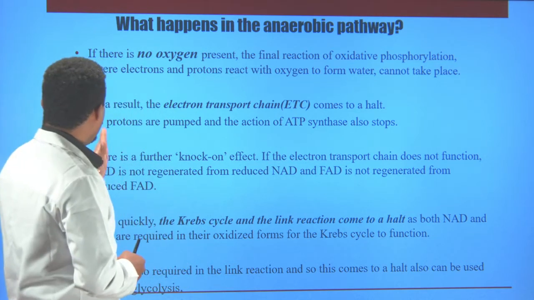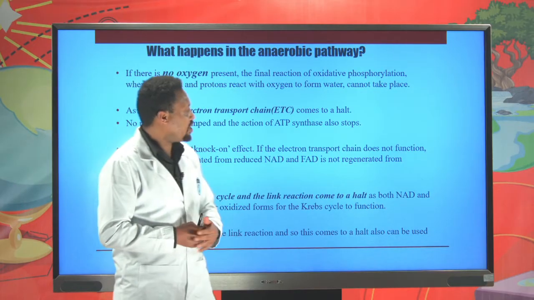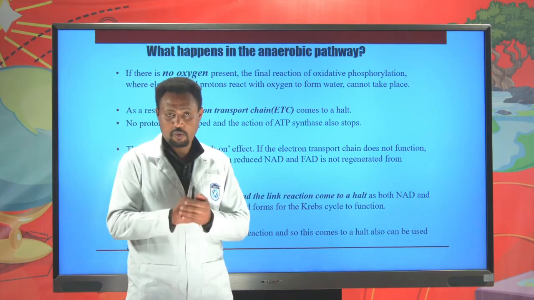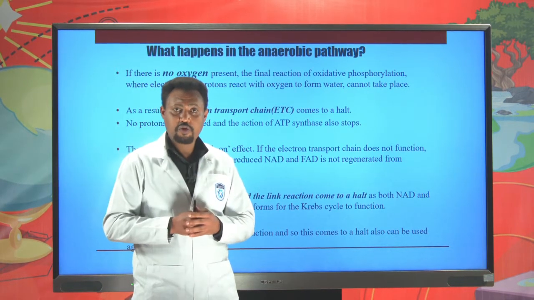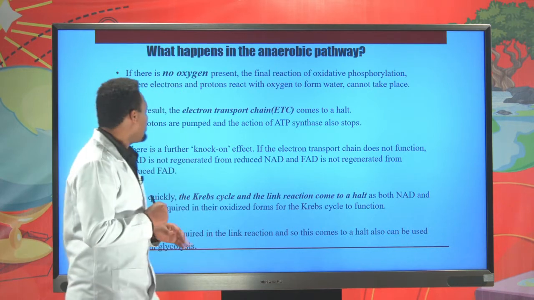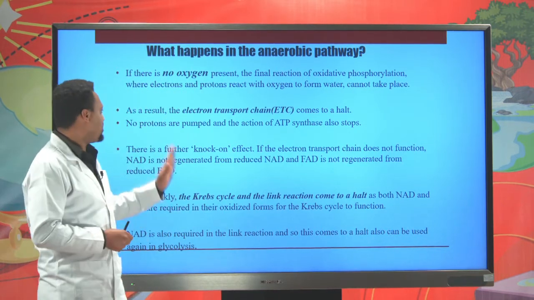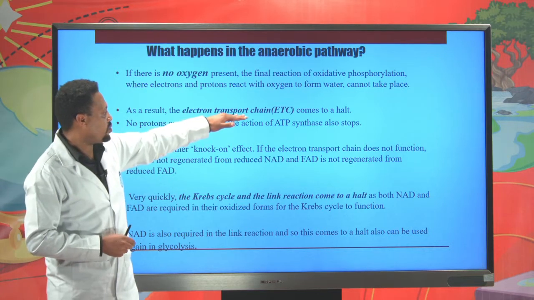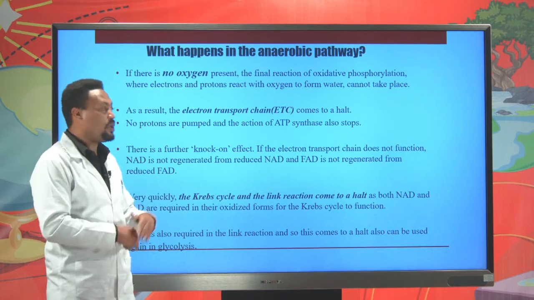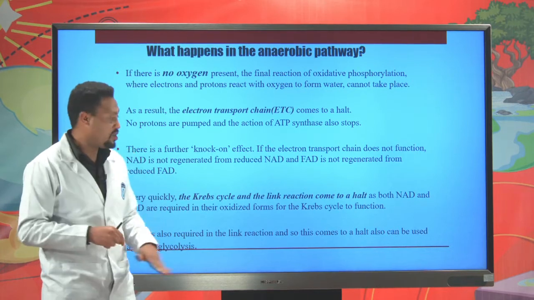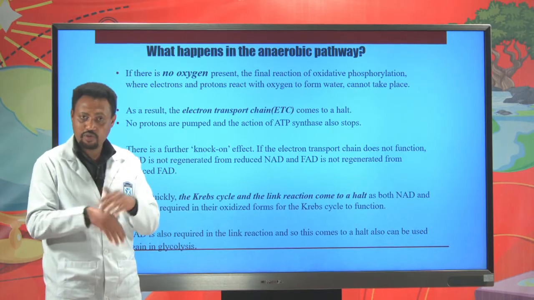Okay? So if there is no oxygen present, the final reaction of oxidative phosphorylation, which is the electron transport chain, will not be there. If oxidative phosphorylation is not there, there is no need of oxygen in the process. So what happens as a result, this comes to a halt, ATP synthase will not produce energy or undergo chemiosmosis. There is no reduction of NAD or FAD in the process.